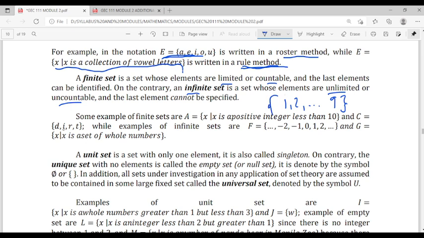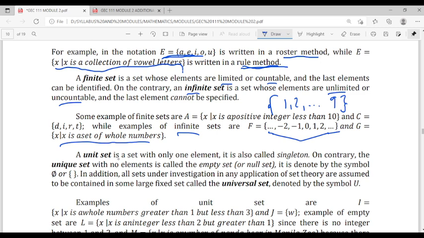We also have the dots. In an infinite set, we have the ellipsis. If there is an ellipsis, it means the elements are infinite. We also have the whole numbers, which go until billions, trillions, as long as whole numbers. This is an example of an infinite set.